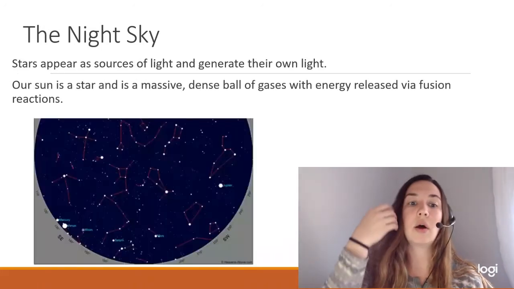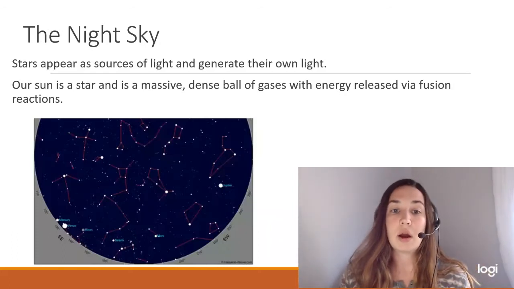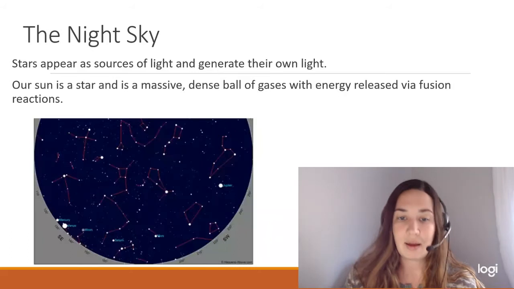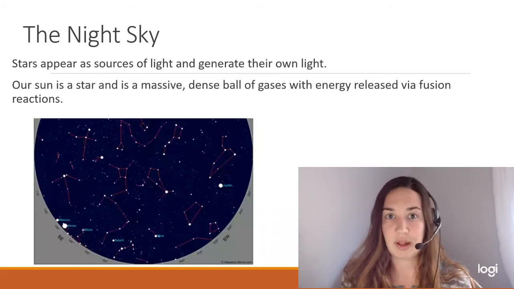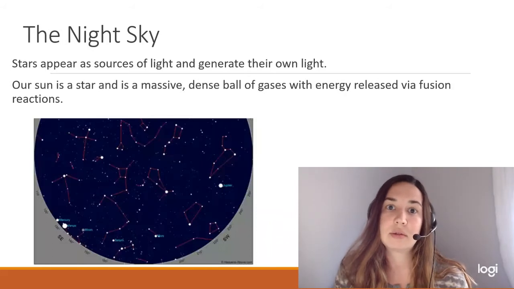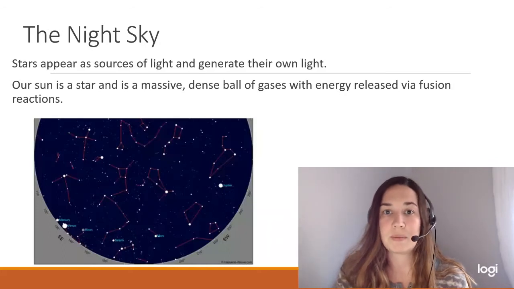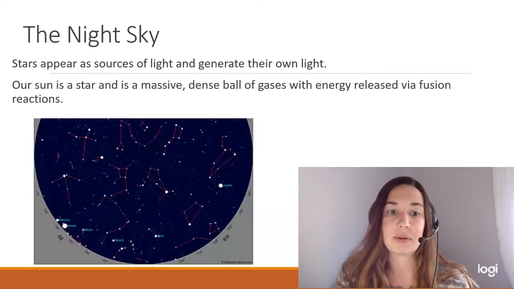Okay, so more on the night sky here. Stars do appear, obviously, as sources of light when you're looking at them, but they generate their own light. So the light is coming from the stars themselves, right? They're not a reflection of something else that's shining off of something. They are providing their own light.